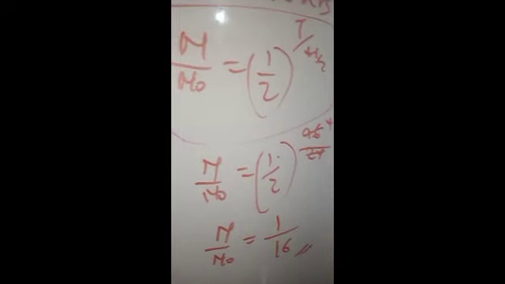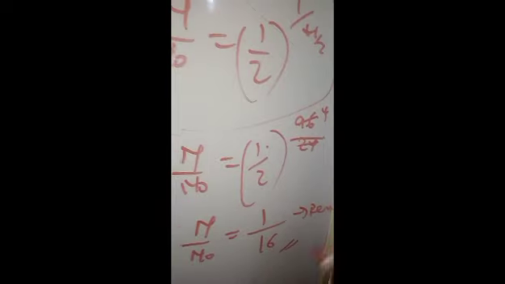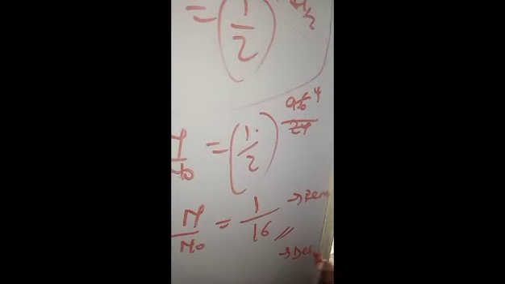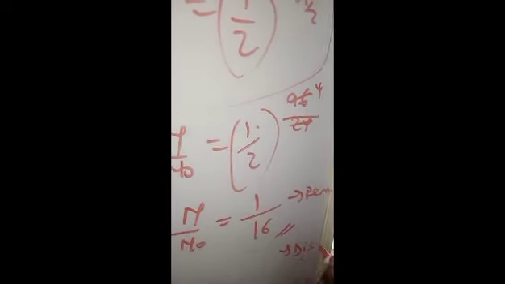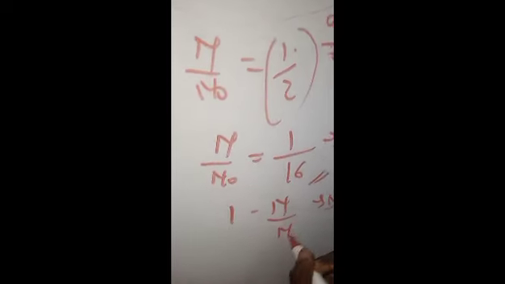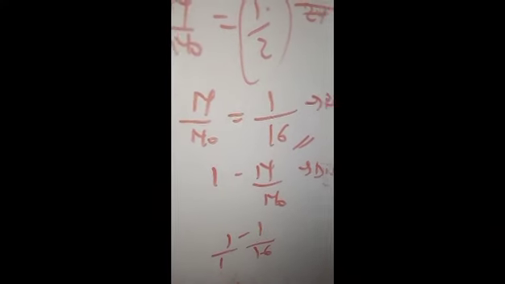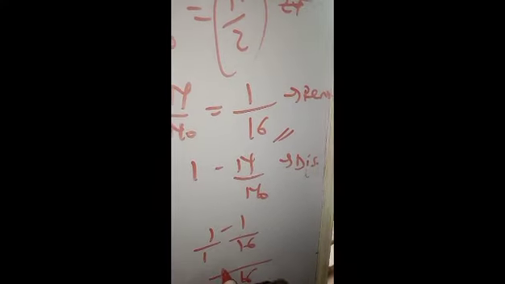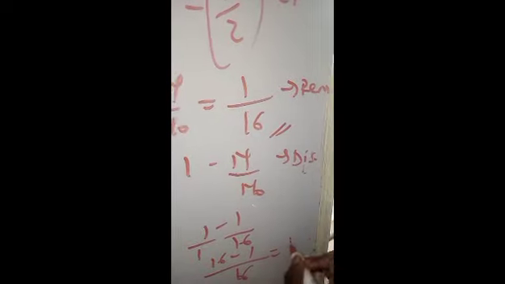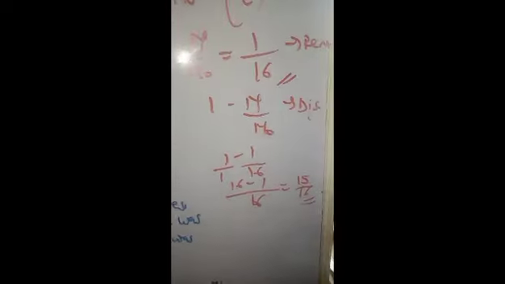16. So if you put this down as your answer, you will be wrong because this is the fraction that is what? Remaining. But they're asking for the fraction that has what? Disintegrated. So that will be what? 1 minus N over N naught. So that's 1 minus 1 over 16. So that's what? 16 minus 1, 15 over 16. I hope you get it now. So that's just about that.